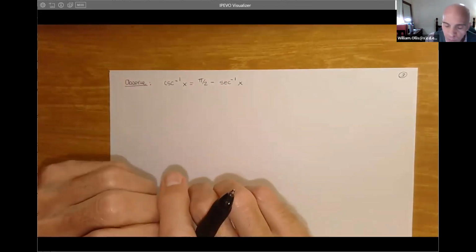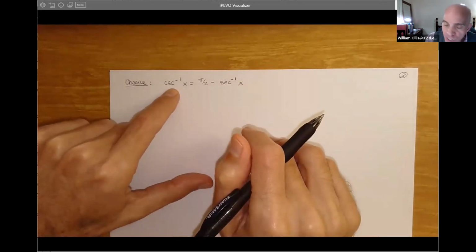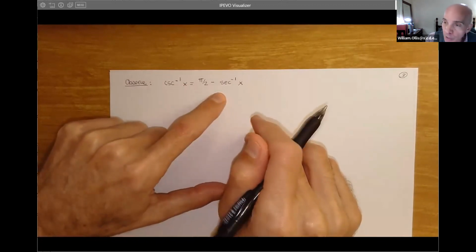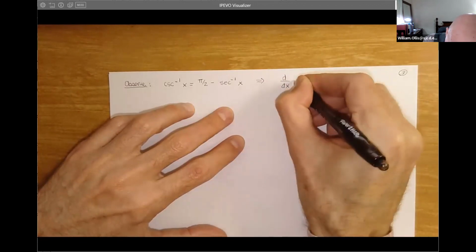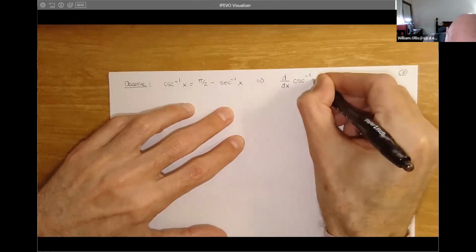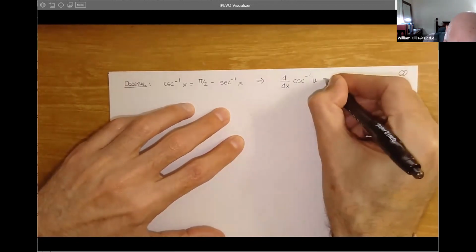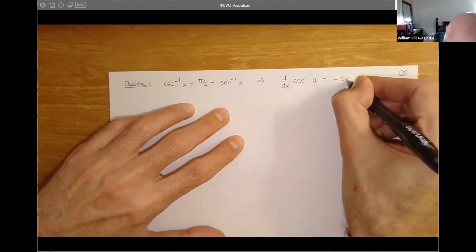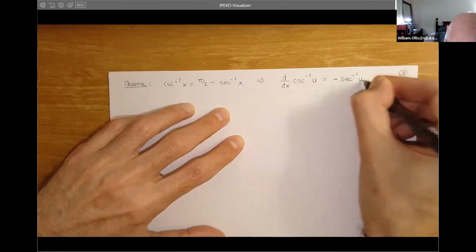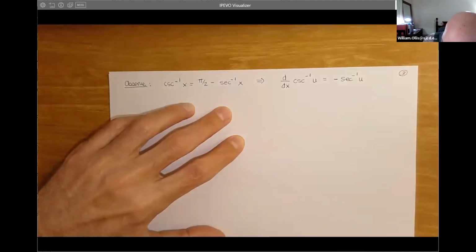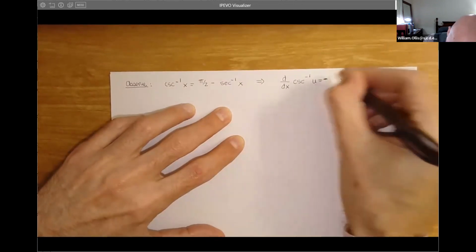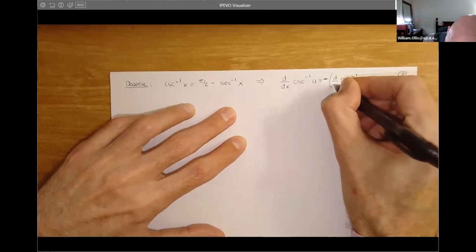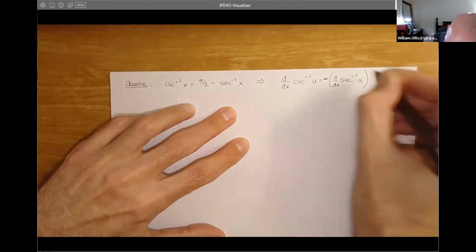We don't have to write another formula because we see that the derivative of the inverse cosecant function is just the negative of the derivative of the inverse secant. So this implies that the derivative with respect to x of cosecant inverse of some differentiable function of x, u, will just be the negative of the derivative of the inverse secant of u. And let me just write this here. So I don't have to write down the formula. Let me put a little more space here. This will just be the negative of the derivative. Right there.